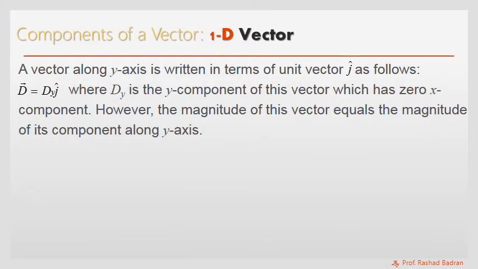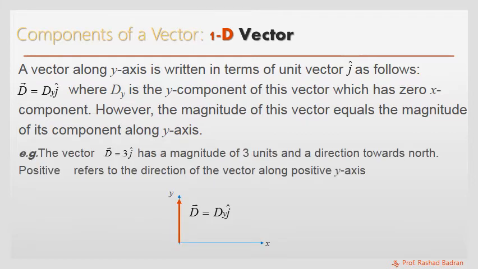What about if the vector is along the y-axis? In such case, it has a zero x component, and it's drawn like this, and if the magnitude of the y component is 3 units, then the vector is written as d equals 3 j hat, where j hat as positive refers to the direction along the positive y-axis.